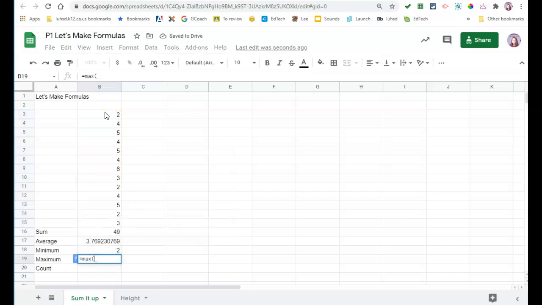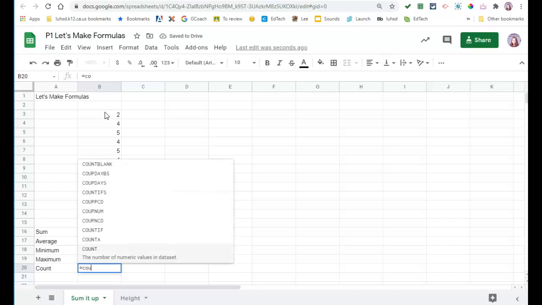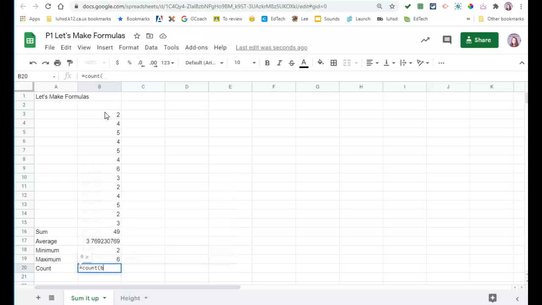Maximum, B3 through B15, close the parentheses. Again, equals, this time count, B3 through B15, close the parentheses. So I'm not asking you to figure out how I displayed this. I just wanted you to see these are the formulas that I used right here. If you need help, pause your screen and copy these over.